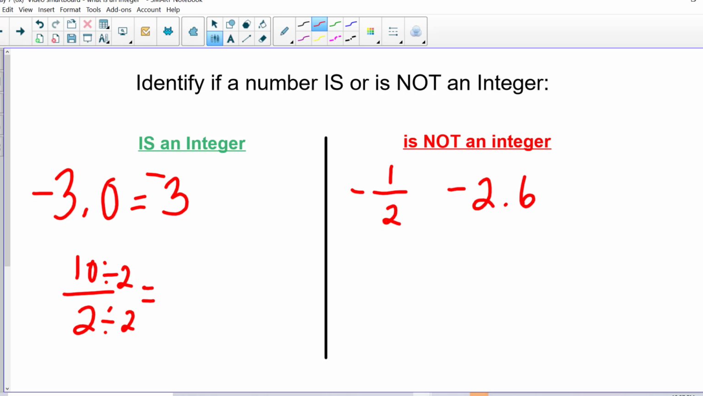And when I do that, what do I get? 10 divided by 2 is 5. 2 divided by 2 is 1. 5 over 1. Now, you remember when we have any fraction, any number over 1, that's the same as just saying plain old 5. And 5 is an integer. So then 10 over 2 would also be an integer. It's just not in its simplest form.